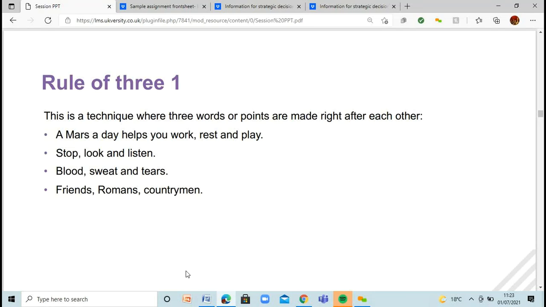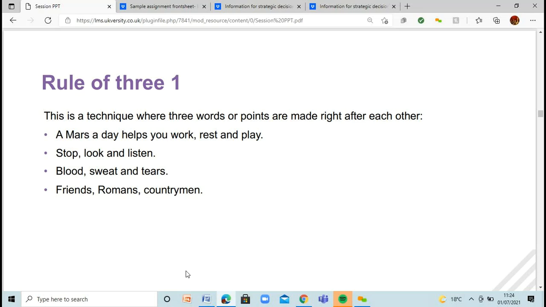And then we've got the rule of three. So remember, all of these things will actually help you to write an article or a letter, whatever task they give you, especially if you're trying to persuade someone or argue your own point. These techniques will help you in your tests.